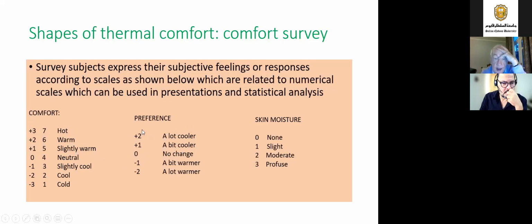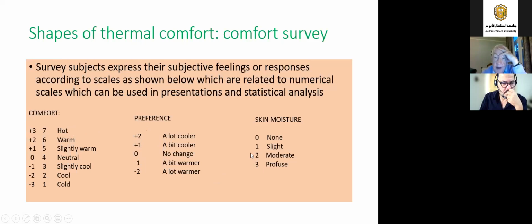You notice here that I've put cooler as a positive here, because this is very difficult to be sure, but on the whole, if people are hot, they want to be cooler. And so that scale will generally be in the opposite direction to this scale here.